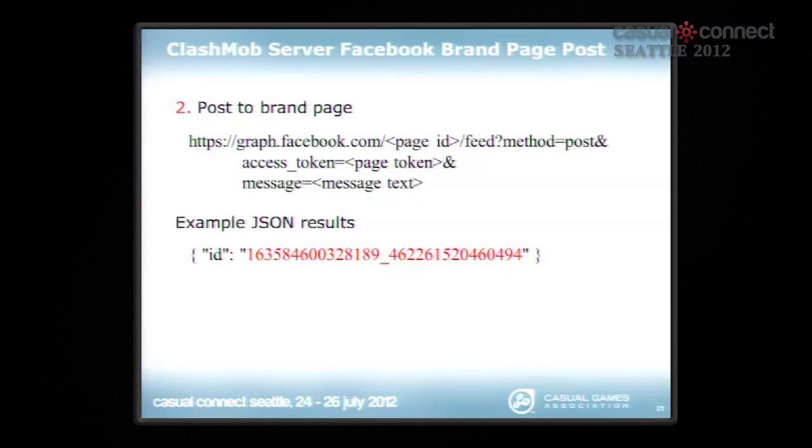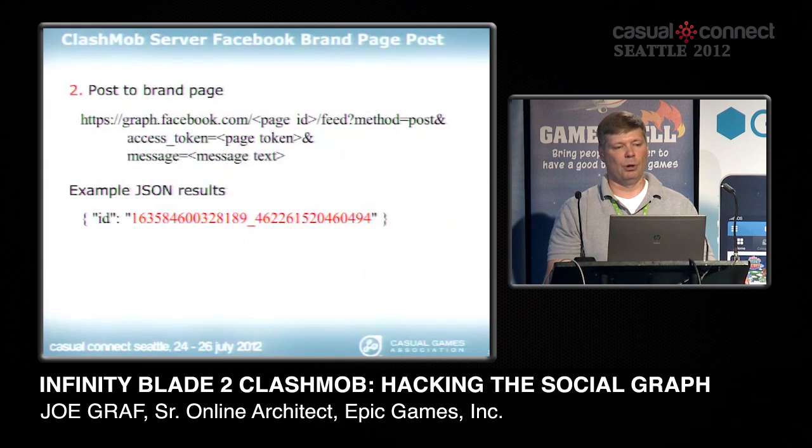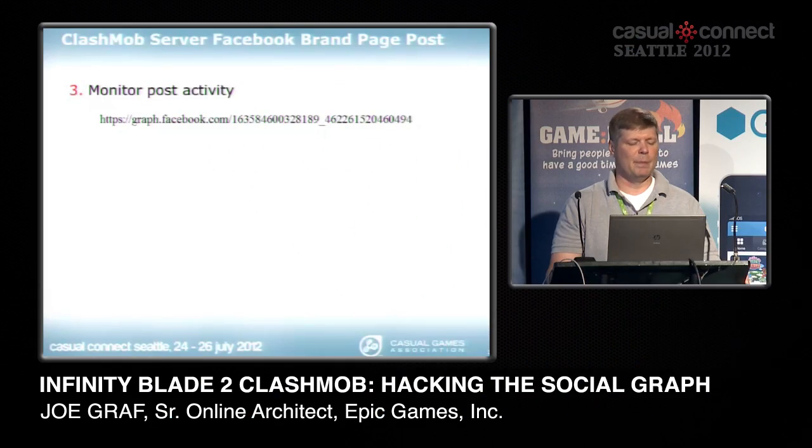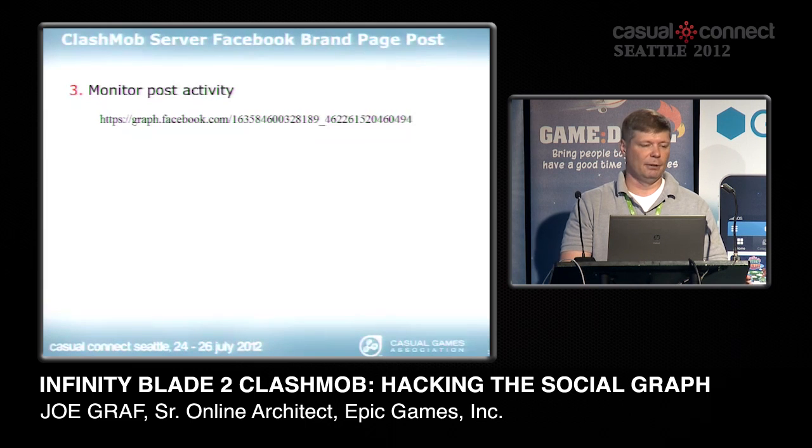And that ID needs to be stored by the server so that it can be returned to the client. And again, it's the page ID underscore and then the unique status update ID. From there, you can now monitor the activity. And the way we do that is we have a cron job that runs every so often. I think it's like every minute is what we have it currently configured to. And it goes out there, reads the status on that, gets all the likes, gets all the comment counts, walks through the graph of that in order to find all the unique people and auto-enroll them in the ClashMob.